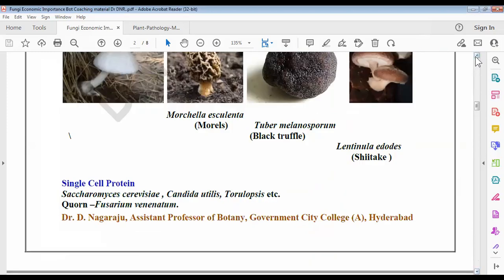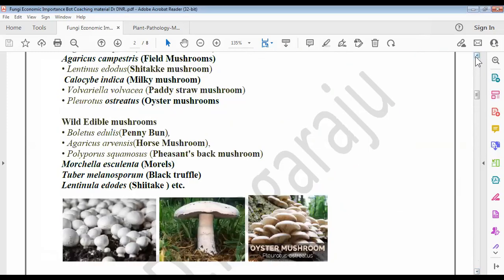There is a question: which among these is the wild edible mushroom? Don't forget, in a question on wild edible mushrooms, if Agaricus bisporus is there, we easily pick Agaricus bisporus, but that is not the wild edible mushroom. The wild edible mushroom is Agaricus arvensis, not Agaricus bisporus. Agaricus bisporus is a cultivated mushroom. Agaricus campestris and Agaricus bisporus are button mushrooms. Okay, don't forget.